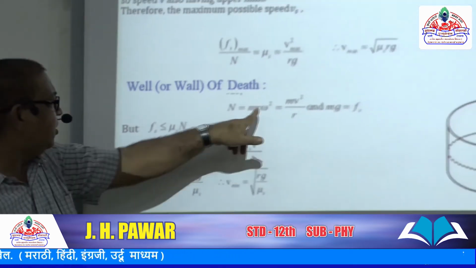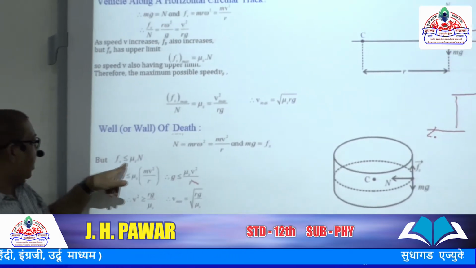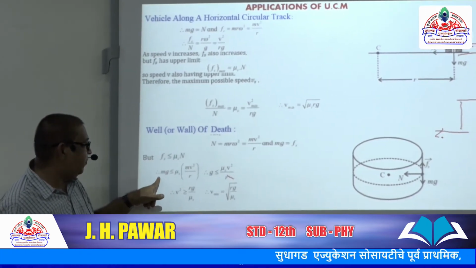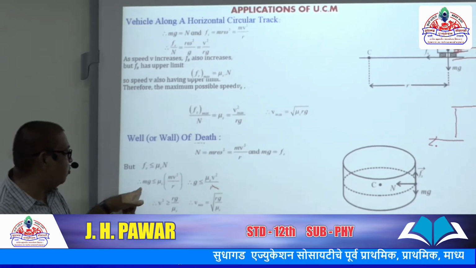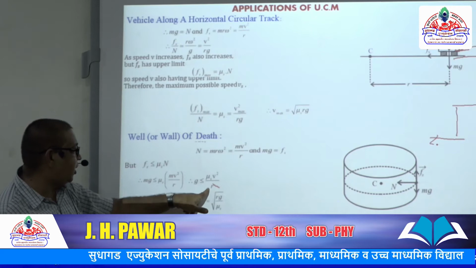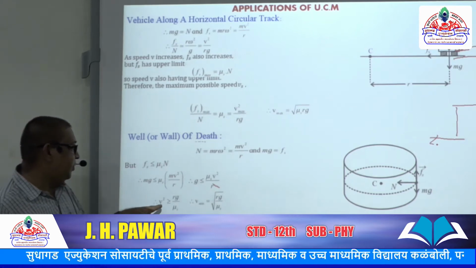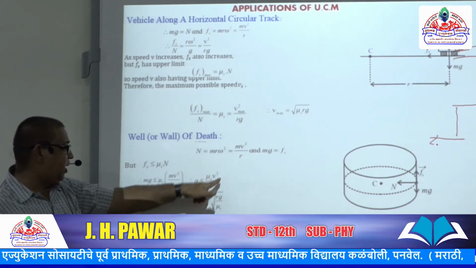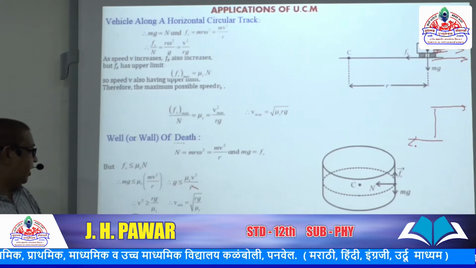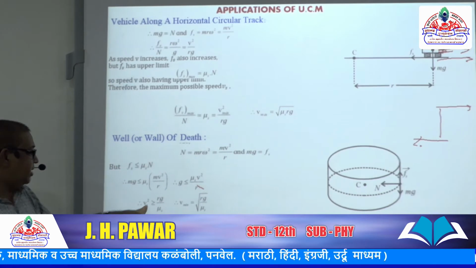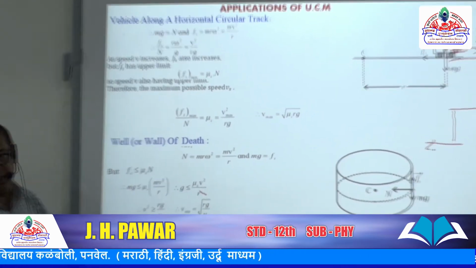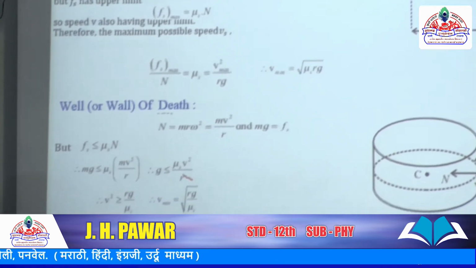Substituting these values, here N equals mv² upon r and fs is mg, and thereafter m gets cancelled on both sides. g is less than or equal to μs v² upon r. Then v² is taken on one side, rg on the other, and μs is divided. Rearranging the terms, v² is greater than or equal to rg upon μs.